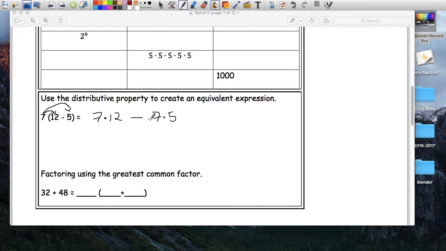So this is exactly the same as that. If you want to continue, you've got 84 minus 35. And 84 minus 35, let's see, carry the 1, 49. Okay, so here is what I was looking for. Create an equivalent expression. So this is definitely the same thing as that. If you continue, you get 49.